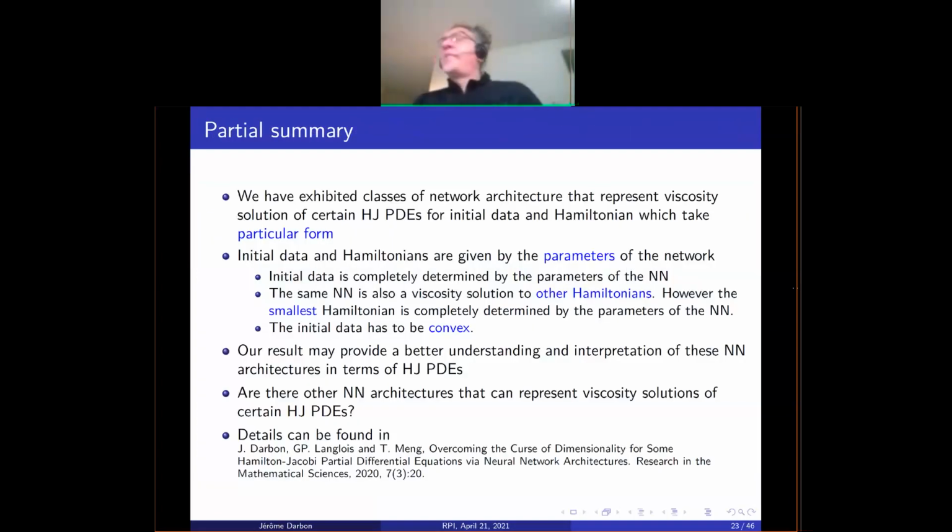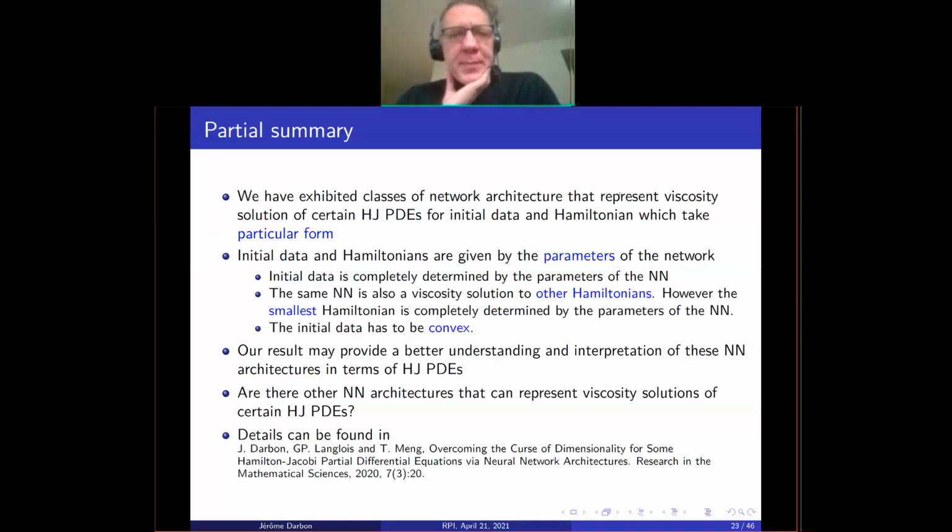I want to summarize what we have so far. So far, we have been able to exhibit a class of neural network architectures that represents viscosity solutions of certain Hamilton-Jacobi PDEs, where both the Hamiltonian and the initial data are given by the parameters of the neural network.